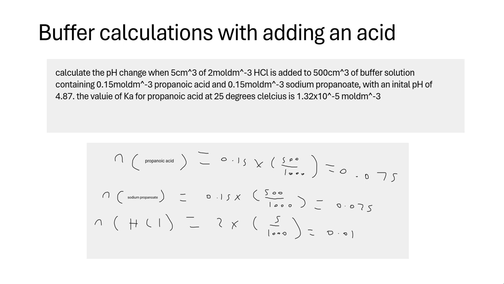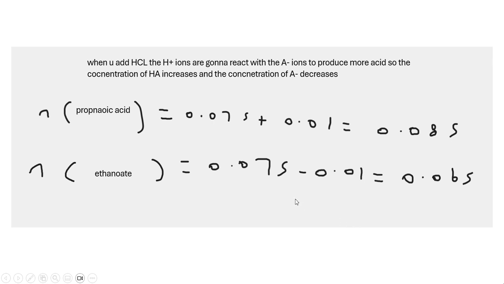Because it was 2 mol per dm cubed of HCl, and you're adding 5 centimeters cubed of that, change that into decimeters cubed. So divide by 1,000 and times by 2, you get 0.01 moles of HCl. And so now, as I said earlier, when you add HCl, the H plus ions are going to react with the A minus ions.